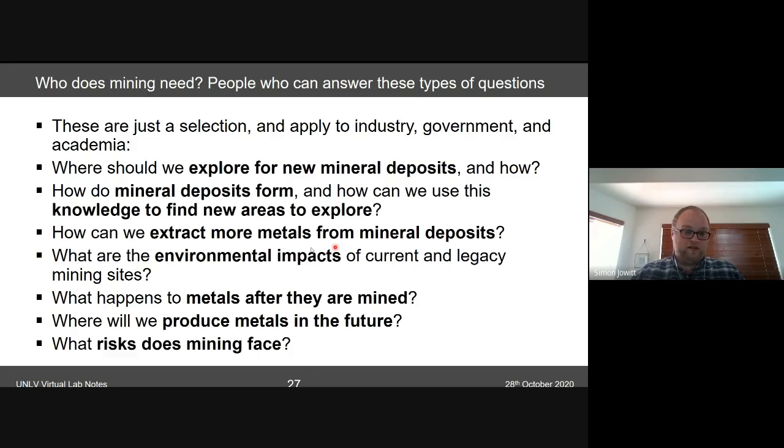How can we extract more metals from mineral deposits, increase efficiency of extraction? What are the environmental impacts of current and legacy mining sites? What happens to metals after they're mined? Where are we going to produce metals from in the future? What risks does mining face? In other words, the people, the skilled people that can work in every facet of the mining industry.